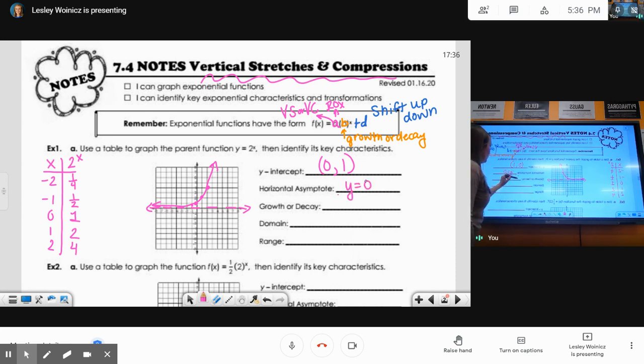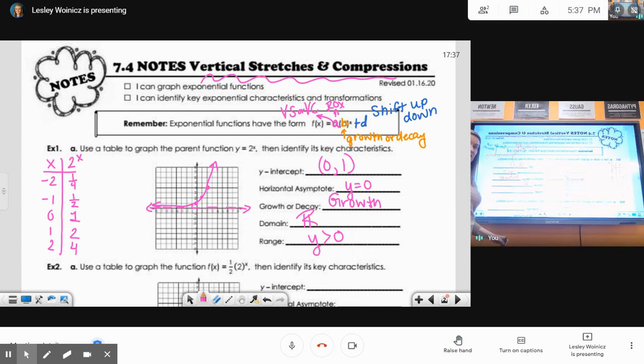This has growth. Because the base is 2, it is multiplying by 2 every time. That's the common ratio and the base. The domain is all real numbers, and the range is y values that are greater than 0. Hopefully that looks familiar to you. If not, you need to go back and watch the other videos.